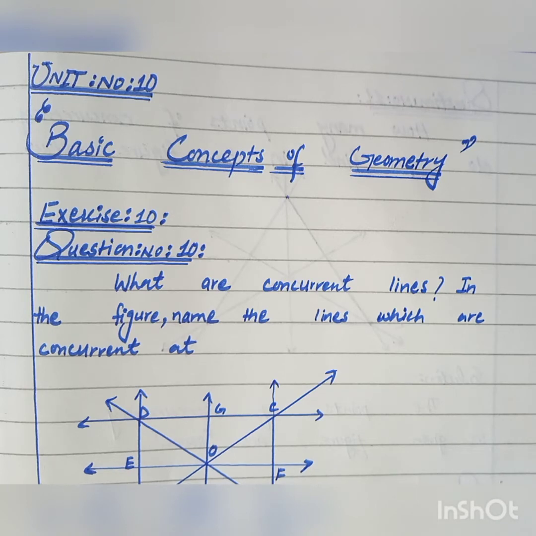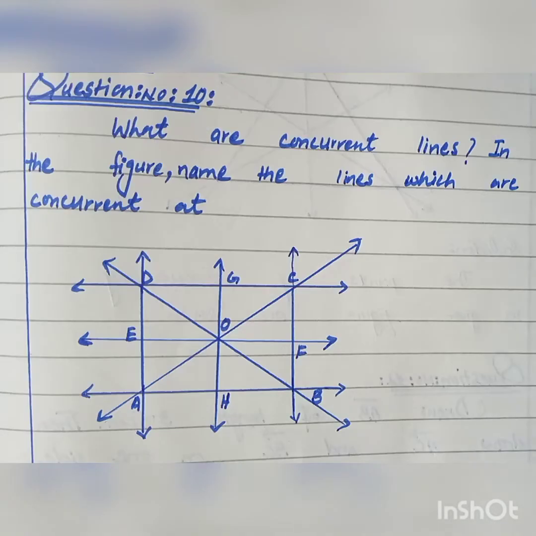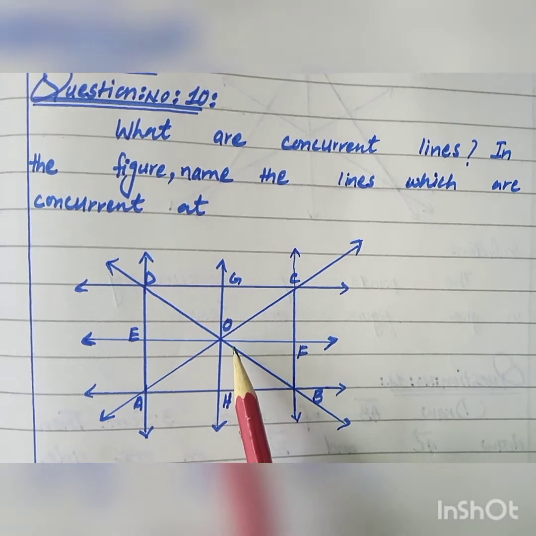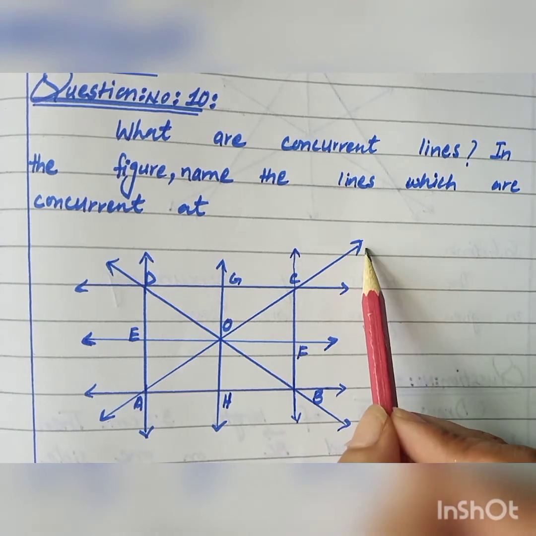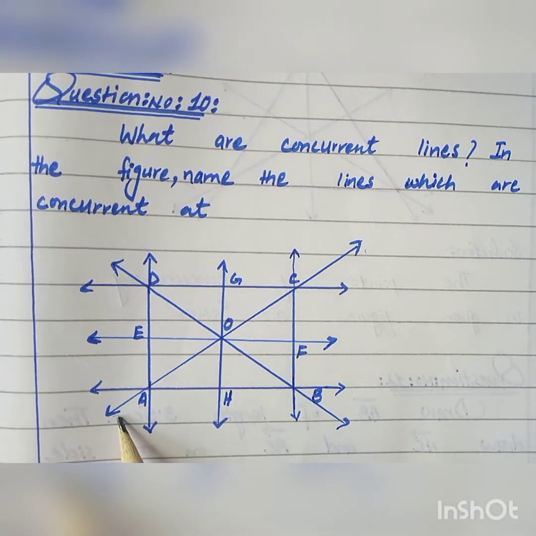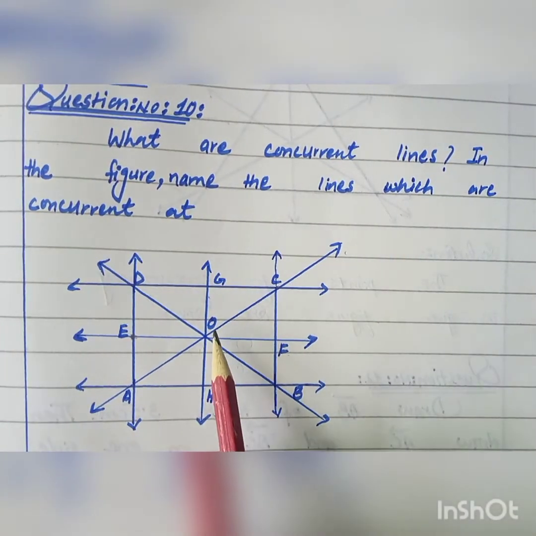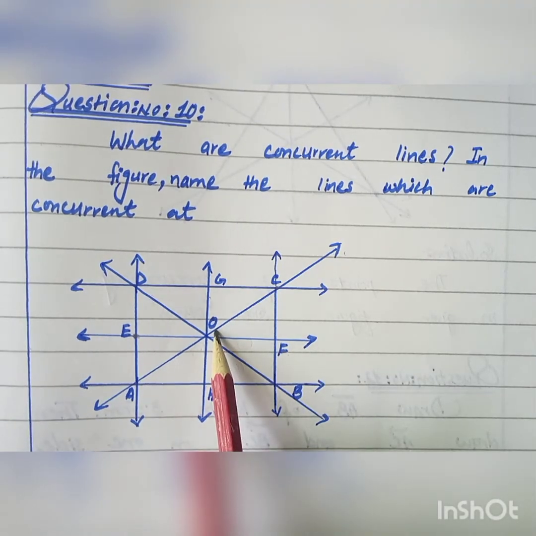Students, you can see here these are not line segments, not rays, these are lines, because the lines have arrowheads on both sides. You can see here this is the arrow and this is the arrowhead. Let's count all the concurrent lines that meet at the point O.